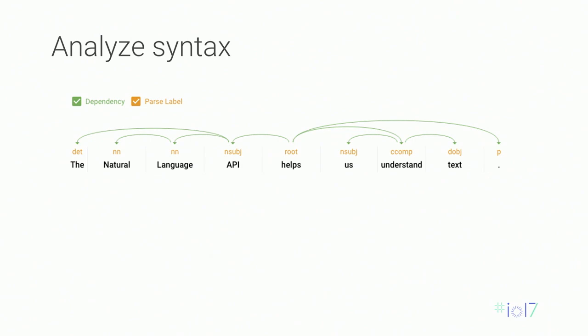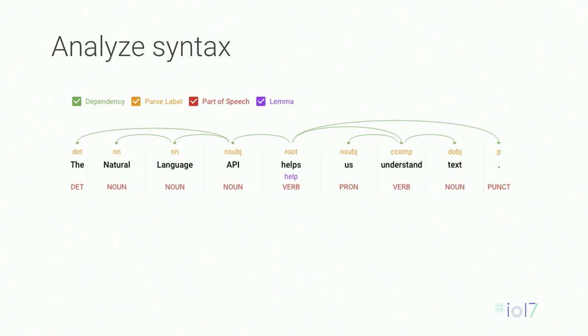Then we get the parse label, which will tell us what is the role of each word in the sentence. So "helps" is the root verb in this case. "API" and "us" are nominal subjects. And then we get the part of speech, which will tell us is this a noun, a verb, or an adjective. And we get the lemma. The lemma is the canonical form of the word. So in this case, we only get one for "helps." The canonical form of "helps" is "help."